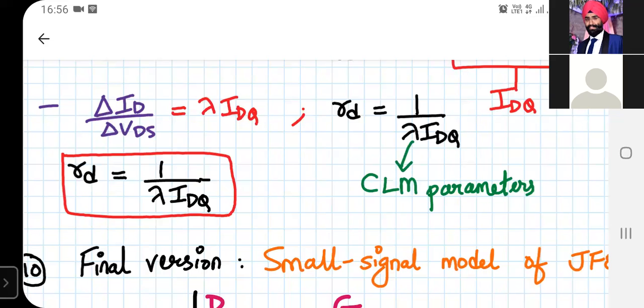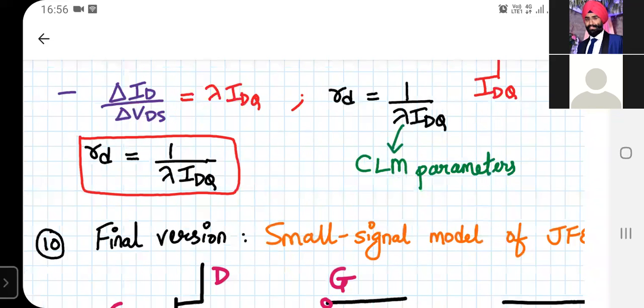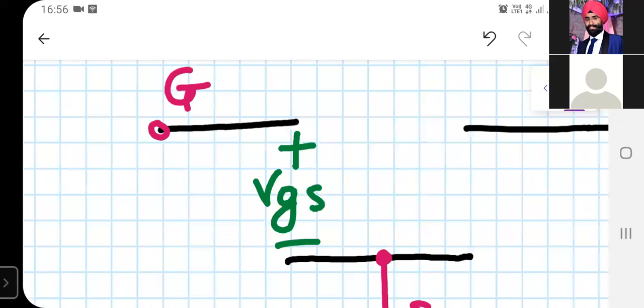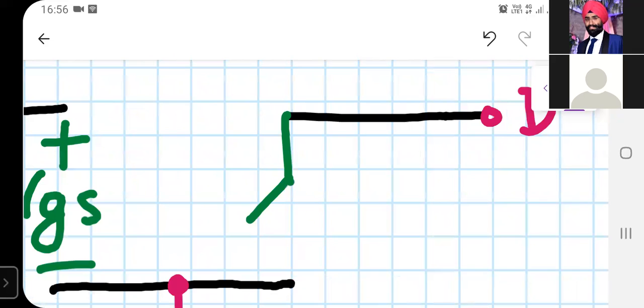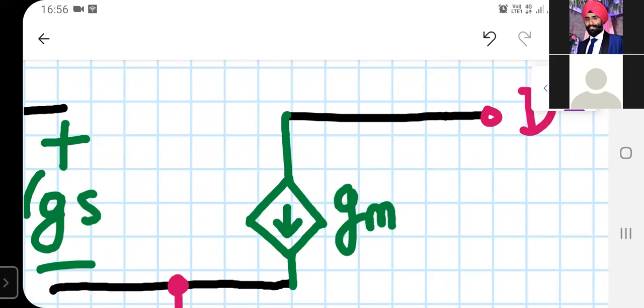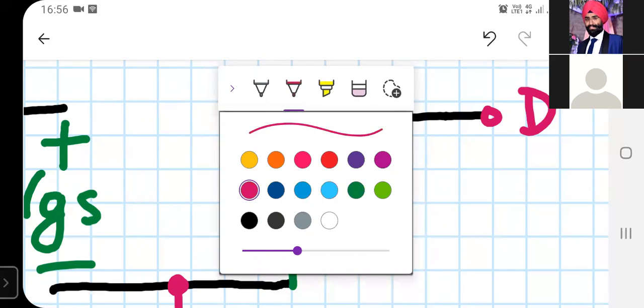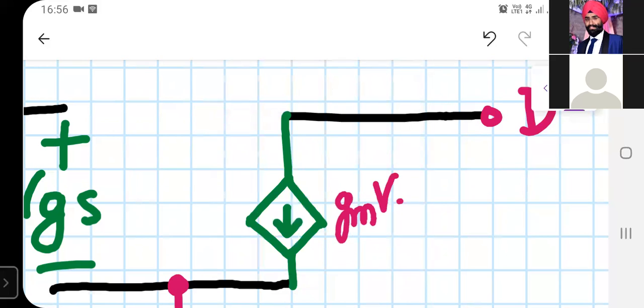Do we have anything? We have nothing. We have just voltage VGS. ऐसे ही connect करना है VGS. Between drain and source, what do we have? We have a current source with a value GM into VGS.